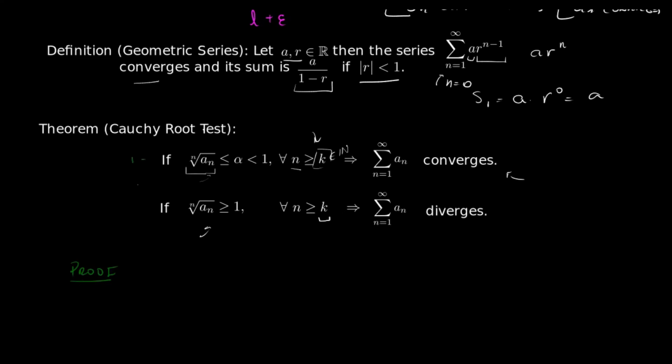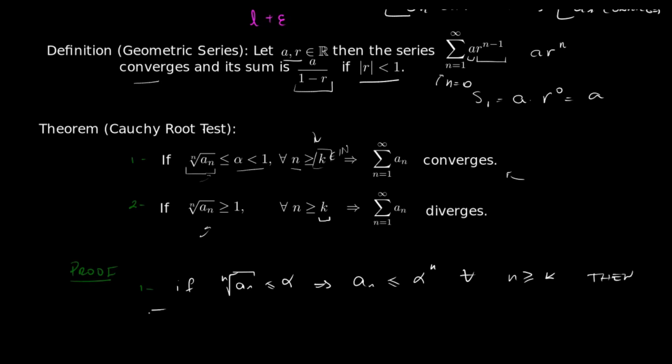Let's call this one number 1 and number 2 and start with proving number 1. So here what we have is that the nth root of a sub n is smaller than or equal to alpha, where alpha is just a number smaller than 1. So then from here we have that a sub n is smaller than or equal to alpha to the power n, and this will happen for every n greater than some k.